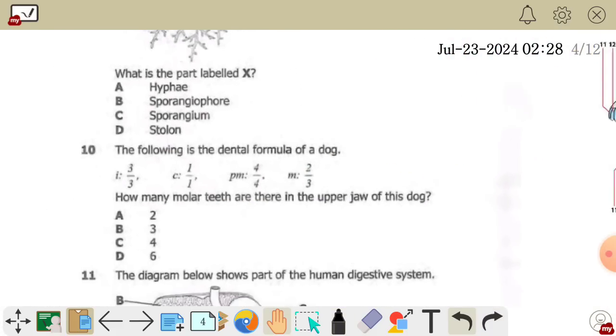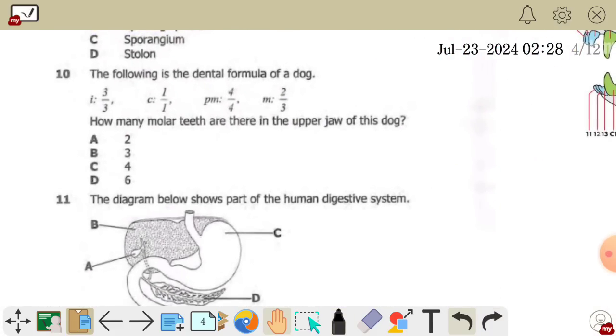So we proceed to question 10. Question 10 reads, the following is the dental formula of a dog.